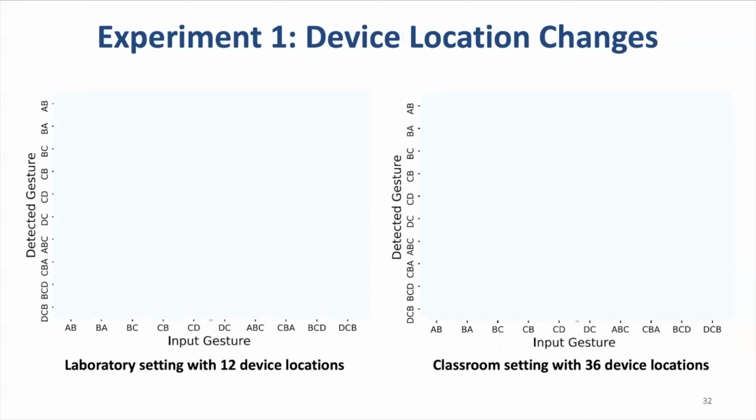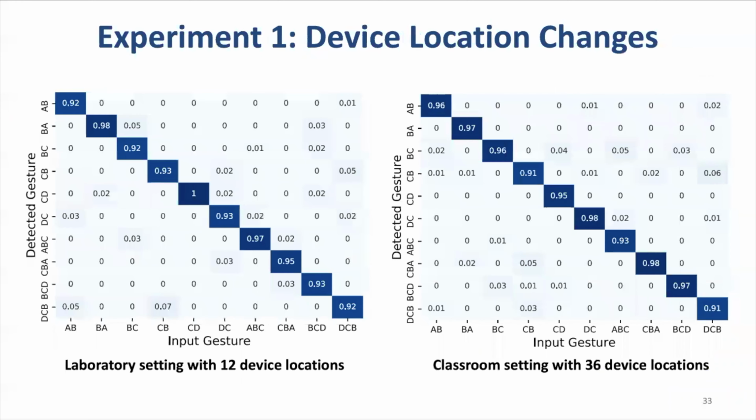In the first experiment, we evaluate the detecting accuracy when the location of the input device changes. In the 2 figures, the x-axis is the true input gestures and the y-axis is the detected gesture. As we can see, in both environments, our system achieves more than 90% accuracy to detect 10 finger input gestures across different device locations.